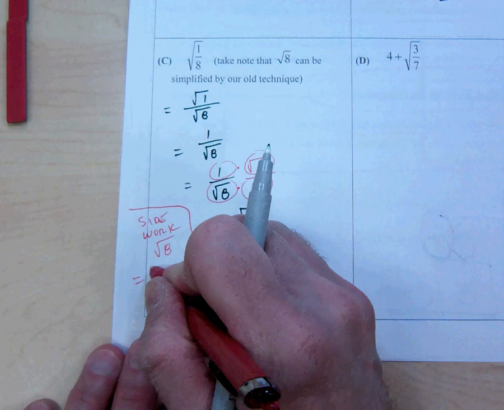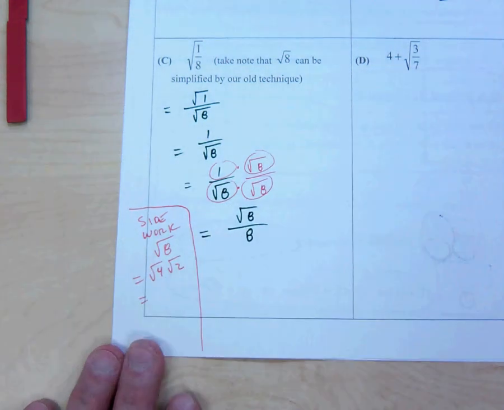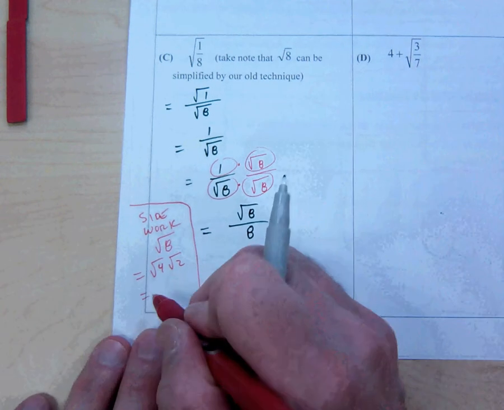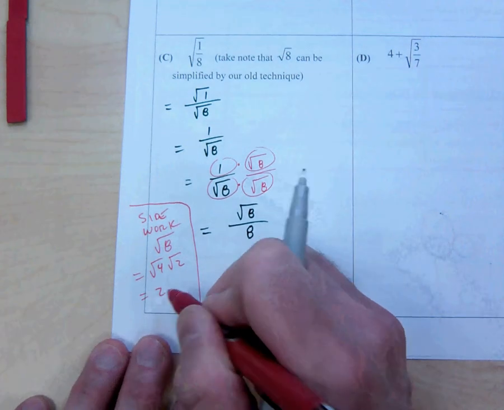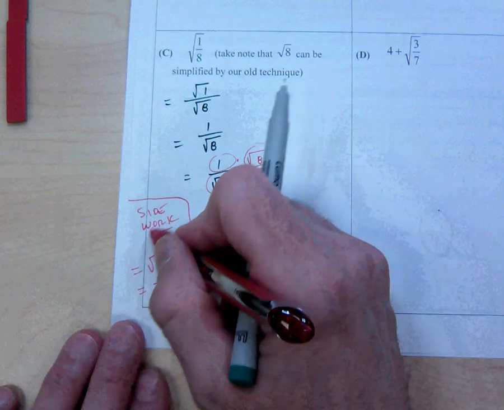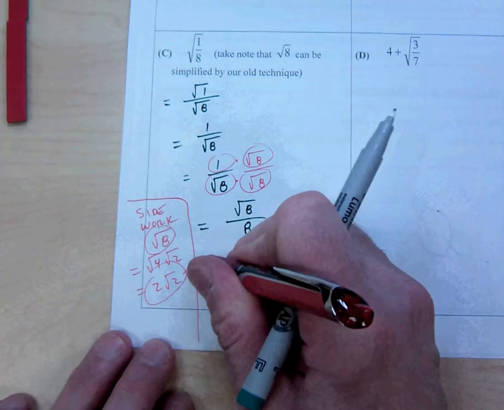So can I write it as square root of 4 times the square root of 2? And what is the square root of 4? 2. What do you get? 2 and then the square root of 2. So does everybody agree that square root of 8 is the same thing as 2 times the square root of 2? Okay, so bring it back over here.